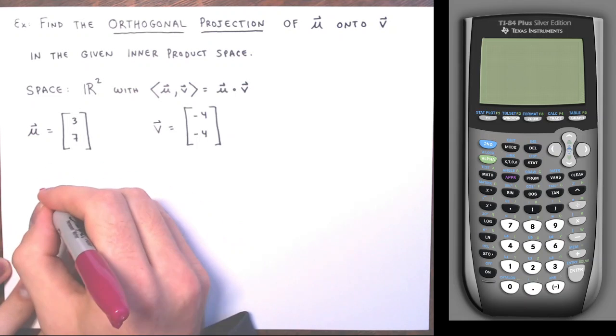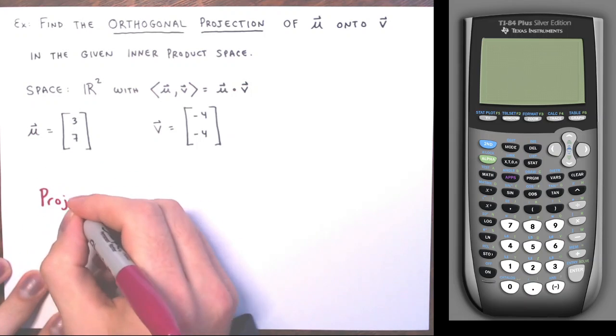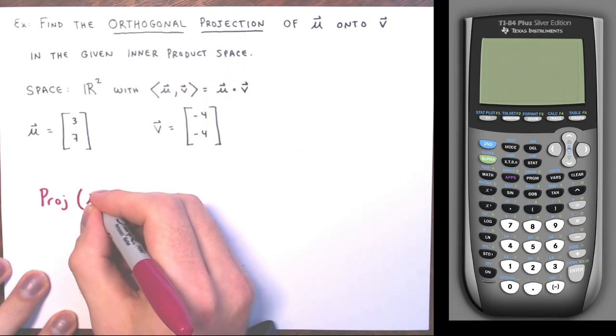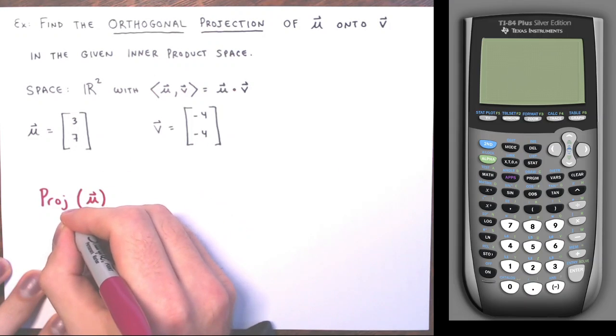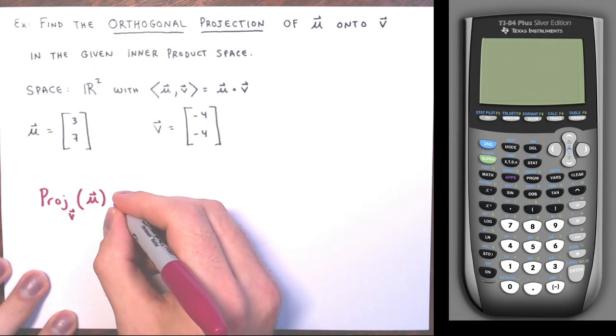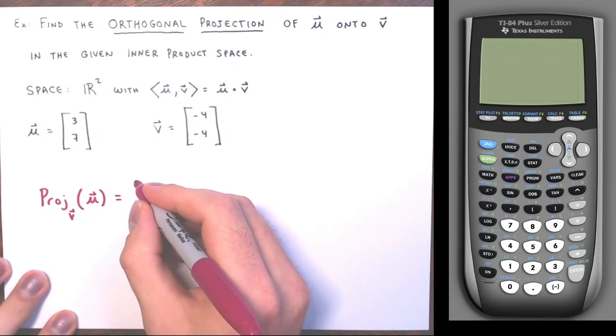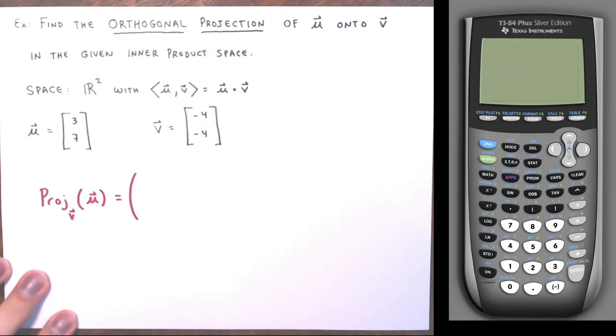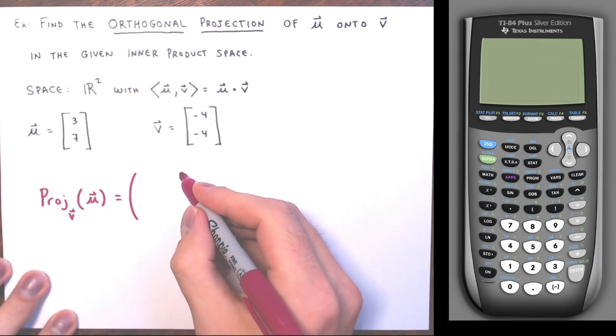The orthogonal projection of vector U onto vector V is equal to, again, there's a scalar. If you're projecting onto vector V, the resulting vector, the projection vector, will be a scalar multiple of V.